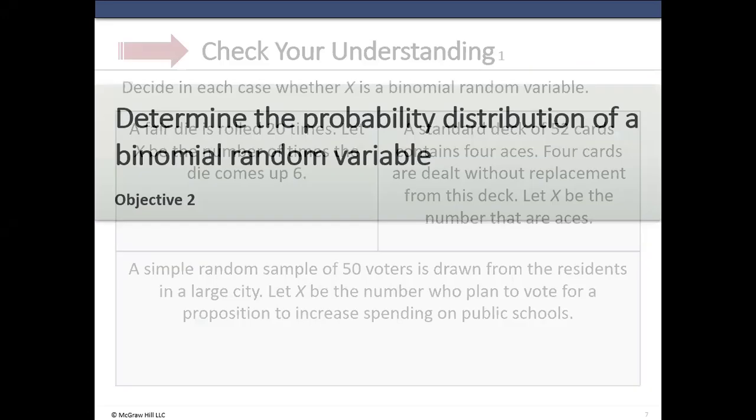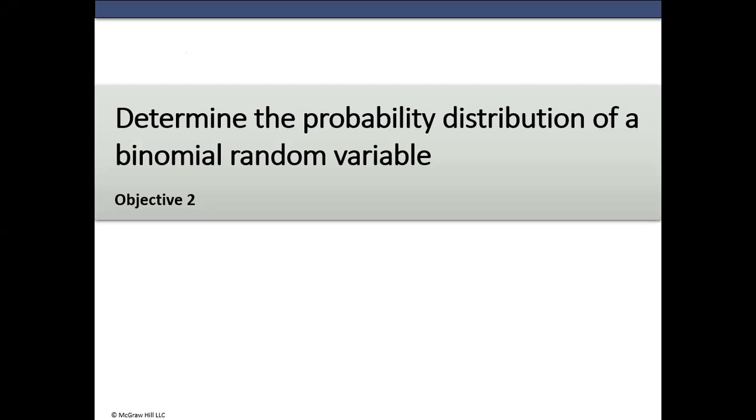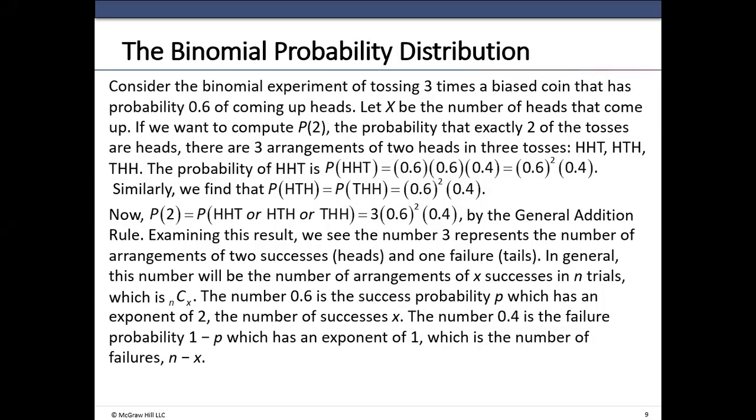Determine the probability distribution of a binomial random variable. Consider a binomial experiment of tossing a biased coin 3 times, with probability 0.6 of coming up heads. Let X be the number of heads. If we want to compute the probability that exactly 2 of the tosses are heads, there are 3 arrangements of the 2 heads in the 3 tosses: HHT, HTH, or THH.